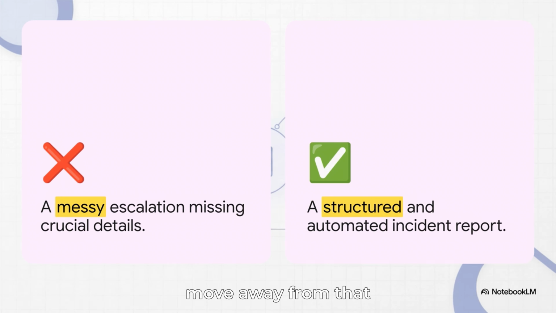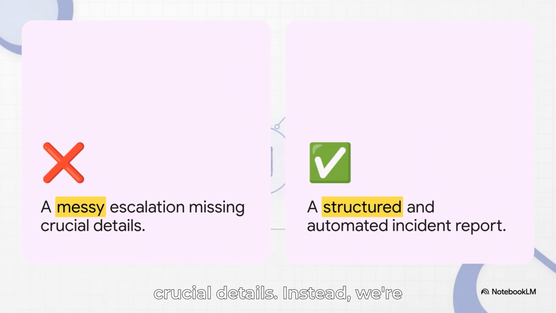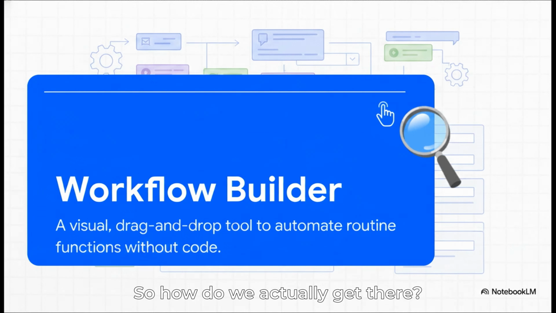We really want to move away from that chaotic reality. No more messy, manually typed pings missing all the crucial details. Instead, we're aiming for the total opposite: clean, structured, automated incident reports. We're talking about gathering all the necessary context right up front, having it beautifully formatted and instantly actionable. No missing details, no wasted time, just a smooth, streamlined process. So, how do we actually get there?